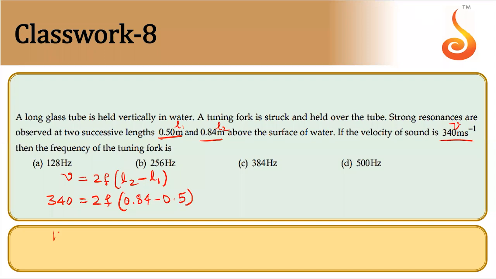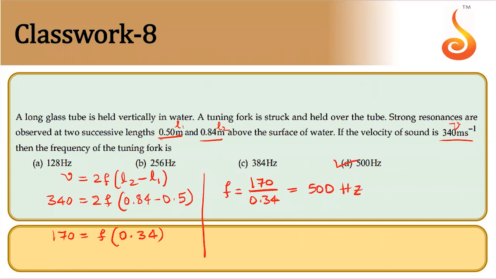So 170 equals f into 0.34. So f is equal to 170 by 0.34. That will be 500 hertz. That is option D.